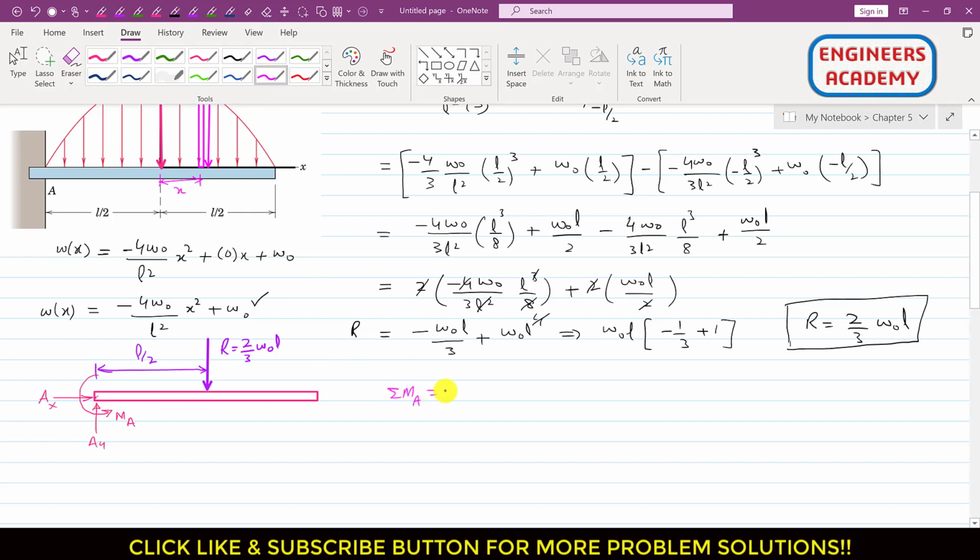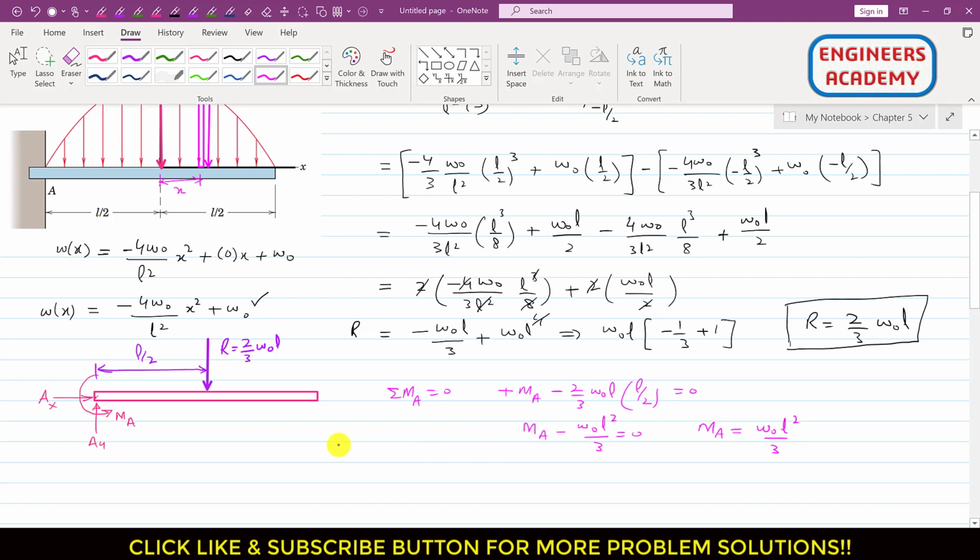So now if I apply the summation of moment about point A equals to 0, as we can see that this MA is acting in the counterclockwise direction, so I will write plus MA, and this R is producing the clockwise moment, so I will write minus 2 divided by 3 omega naught L into this L divided by 2, and this is equal to 0, right? So we can write that this MA will be equal to, this 2 will cancel out, so we will be left with omega naught L square divided by 3, or we can say that the moment support MA is equal to omega naught L square divided by 3.